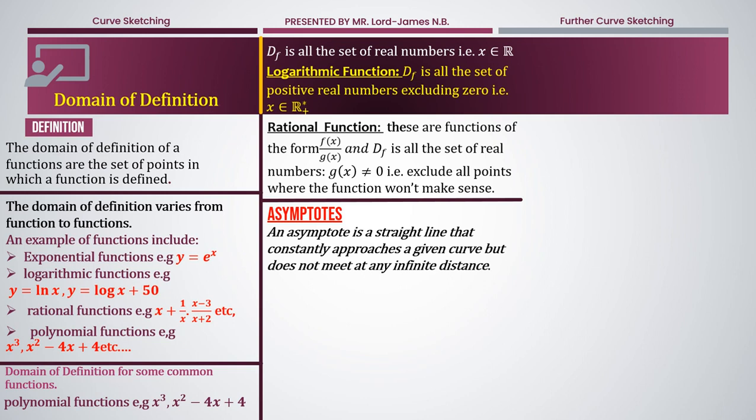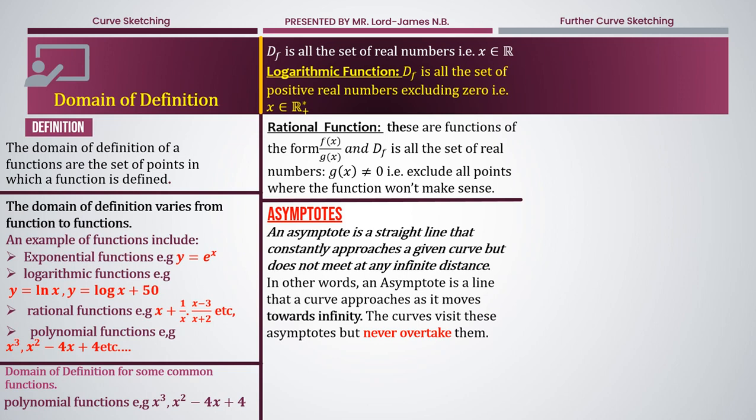Now here we have asymptote. An asymptote is a straight line that constantly approaches a given curve but does not meet it at any finite distance. In other words, an asymptote is a line that a curve approaches as it moves towards infinity. The curves approach these asymptotes but never overtake them.